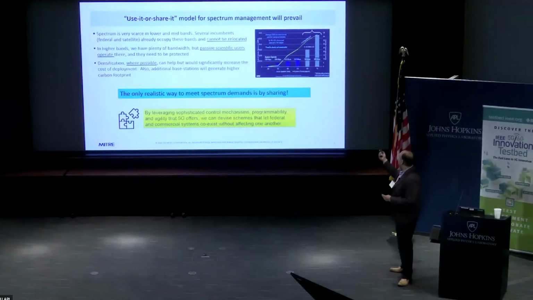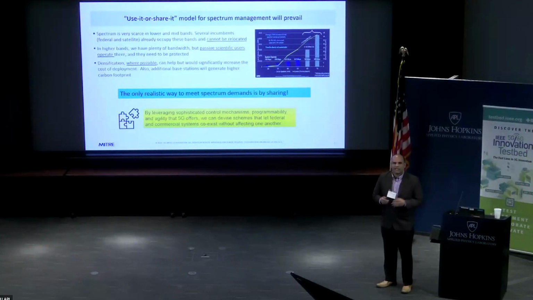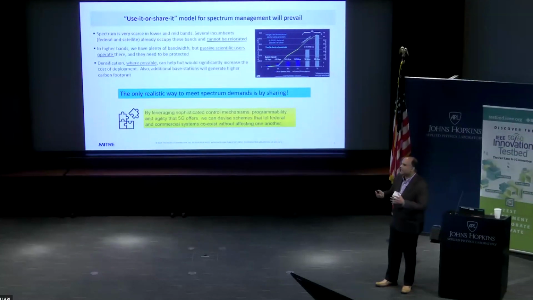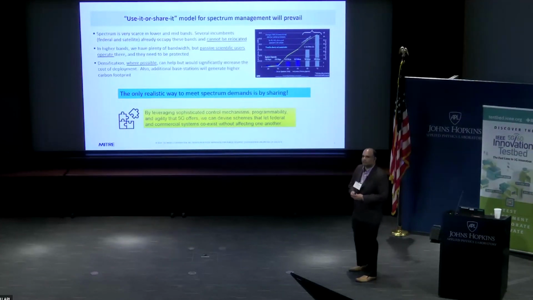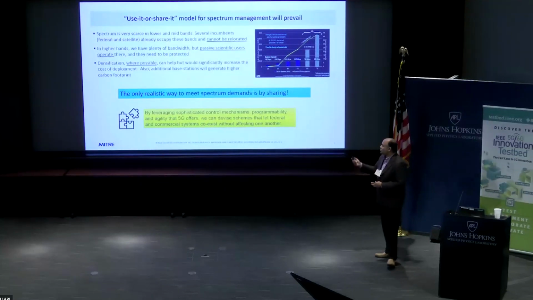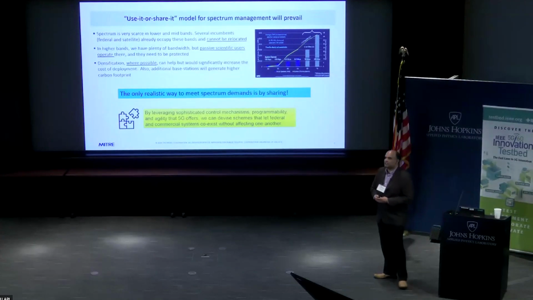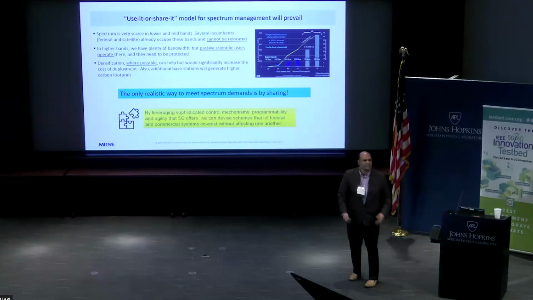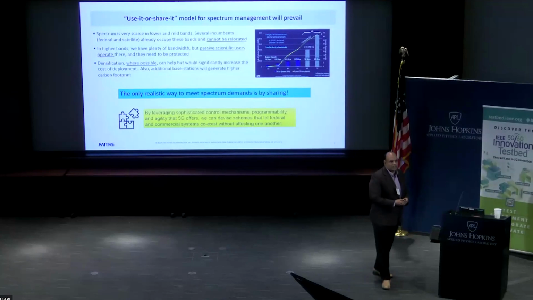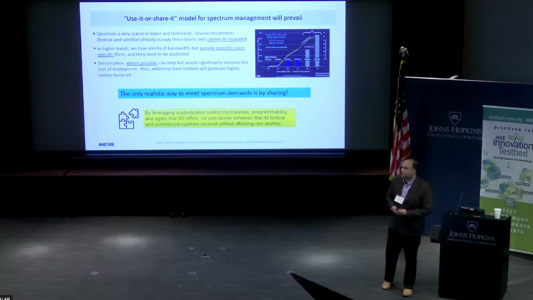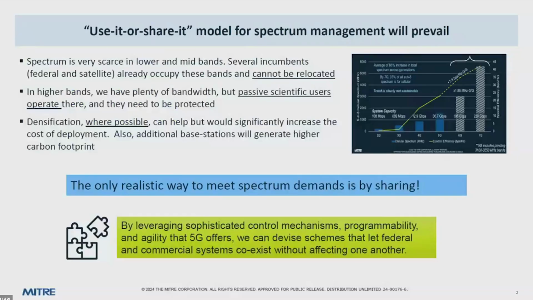And the only way we can solve this is by sharing. So sharing between the incumbents and the entrants, which are really the cellular communication systems. There is also another solution to this problem, densification, but as you all know, densification is going to be very costly, right? Adding more base stations will not only increase the cost, but it also is going to increase the carbon footprint and so on. So the only realistic way to meet this demand is to have the incumbents, which are typically the federal systems, share the spectrum with the commercial systems.